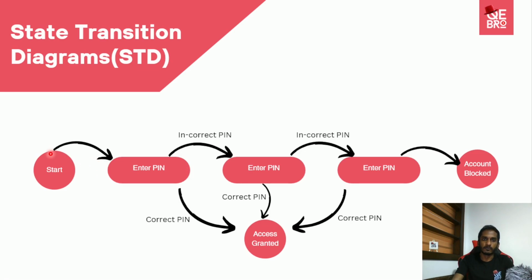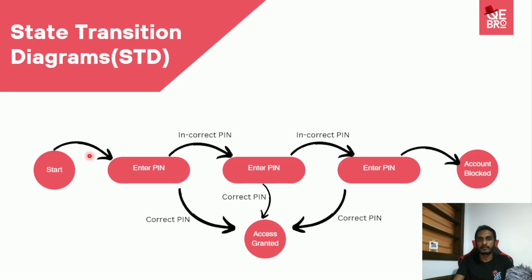So this is one flow. The user started and was prompted to enter the pin, and he entered the correct pin and access was granted. So that is one test case, that one user flow from the initial stage to the end stage. Then this flow: enter pin, incorrect pin, enter pin, and correct pin. So that is the second test case.